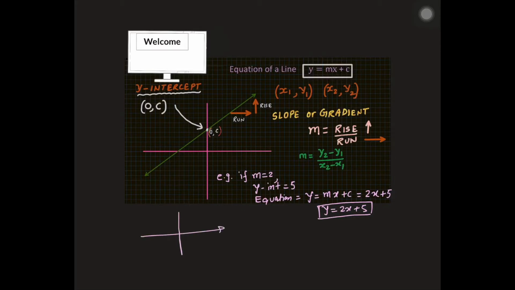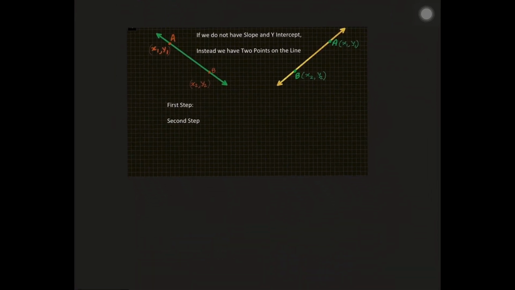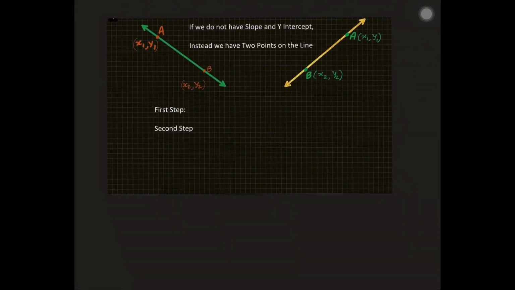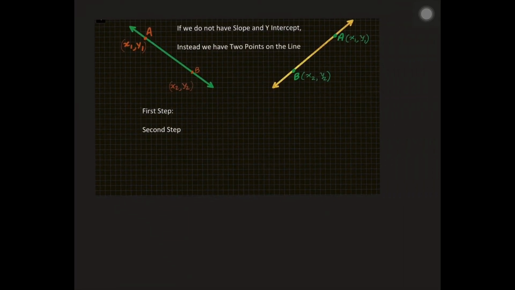But we have other lines. For example, you can see the graph: (0, 5) is the y-intercept and rise over run is 2 over 1. Therefore the equation is y equals 2x plus 5. Now what we are looking for: if we don't have a slope and y-intercept, instead we have 2 points which are on the line. So slope and y-intercept are missing. We have 2 points on the line.